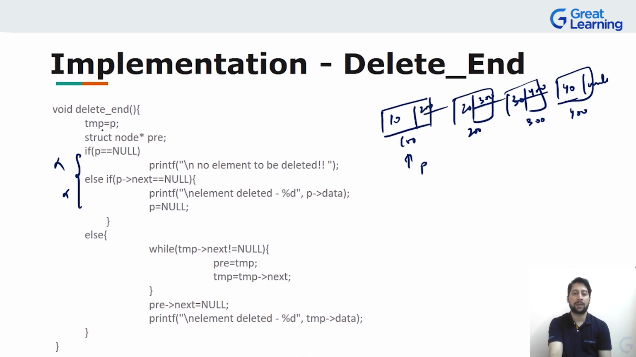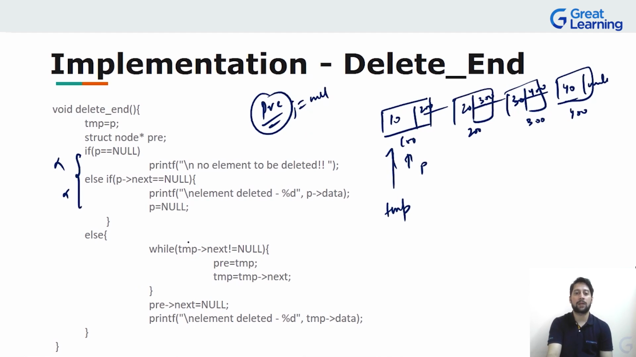Now, what we are doing, we have this temp. Obviously, this will be happening in all three cases. So temp is pointing to this, and we are creating a new variable known as pre. Obviously it is of type struct node. So this is another pointer that we have over here, pre, and right now this is null.